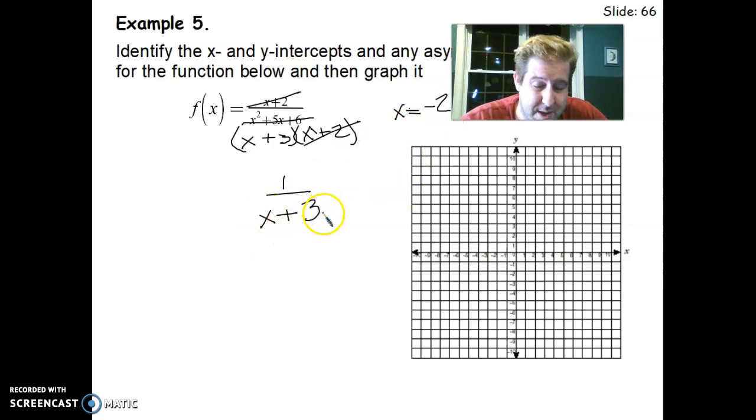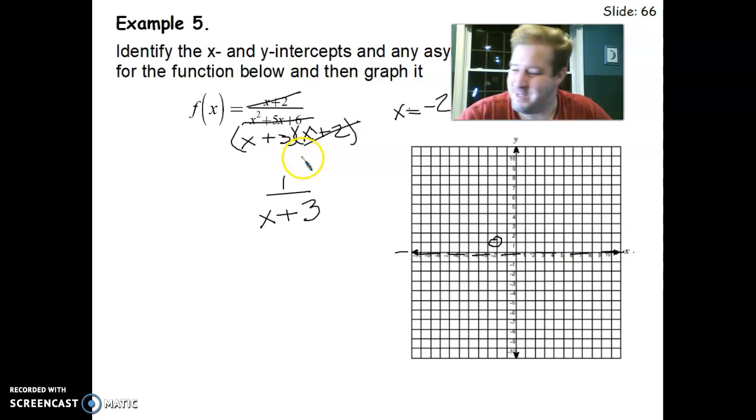So negative 2 plus 3 is 1. 1 over 1 is 1. So at x equals negative 2, it has a height of 1, and there's going to be the hole right there. The top's degree is less than the bottom, so that tells me that it's going to be a horizontal asymptote at 0. And I know I'm down to 30 seconds left, so I guess I'm just going to have to stop right there.